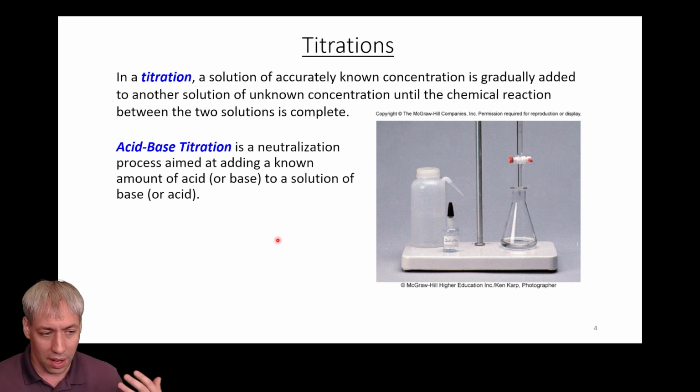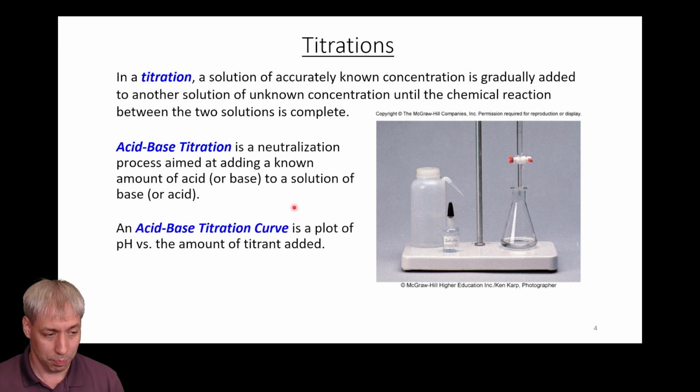And so it's basically this idea: you're going to add a known acid to an unknown base, or a known base to an unknown acid, and you're going to track the pH to learn something about the system. And so the common way to look at this information is through an acid-base titration curve, which is basically a plot of pH versus the amount of titrant added.